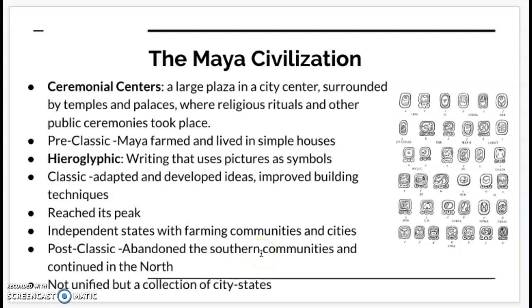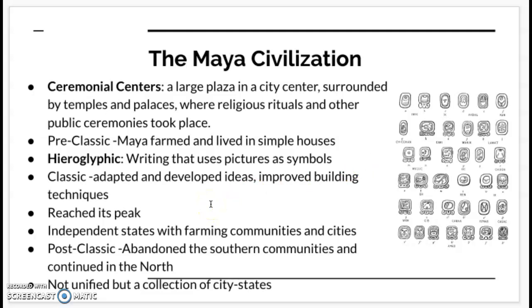So, a few things for the Maya civilization. They had a lot of ceremonial centers. So, this was a large plaza in the city center that was surrounded by temples and palaces, and where religious rituals and other public ceremonies took place. They lived in kind of pre-classic style houses, so the Maya farmed and lived in these very simple houses. And much like the ancient Egyptians, they used hieroglyphics to write. So hieroglyphics are writing that uses pictures as symbols.